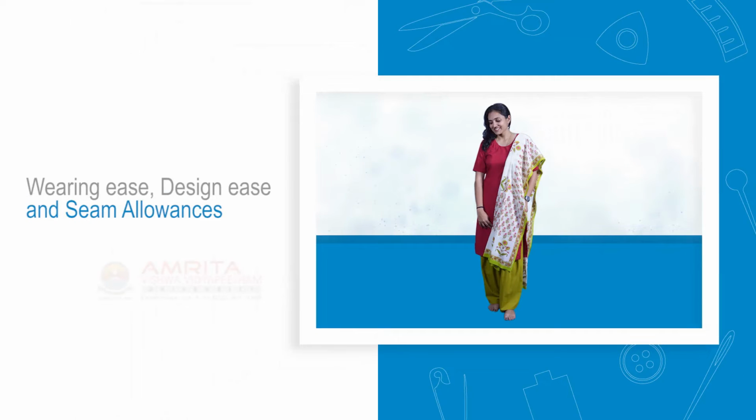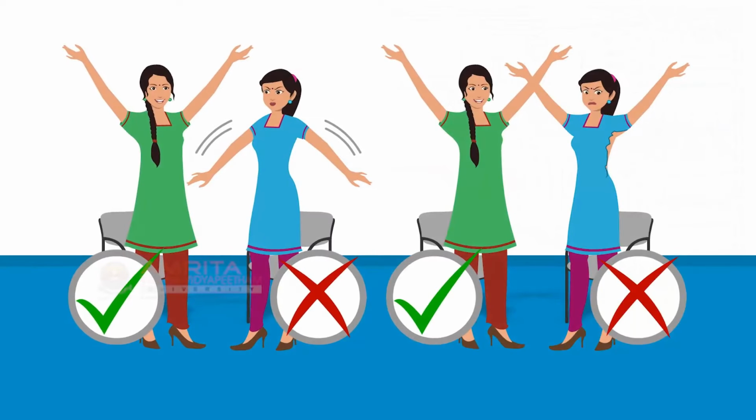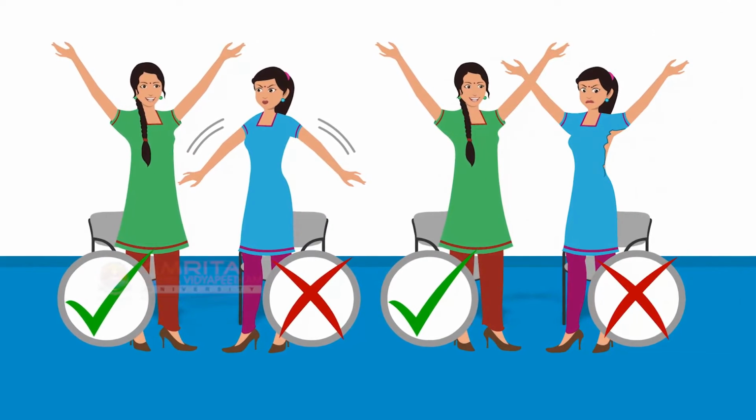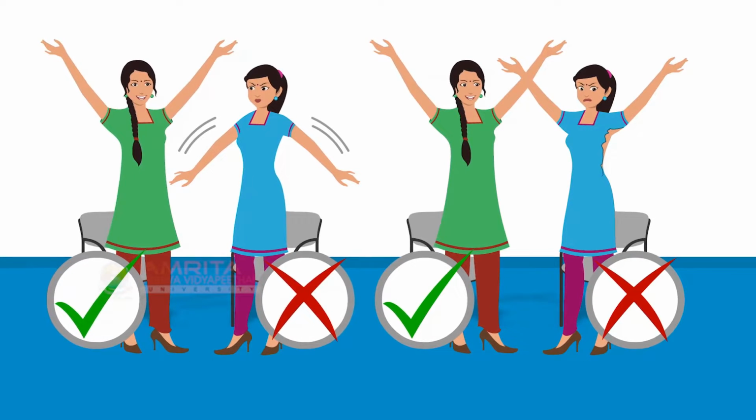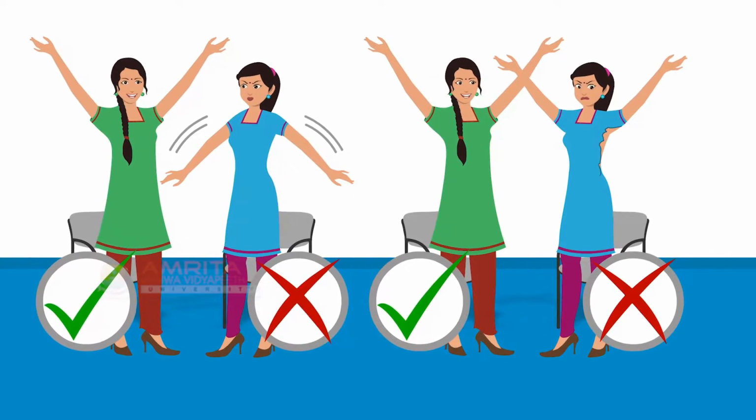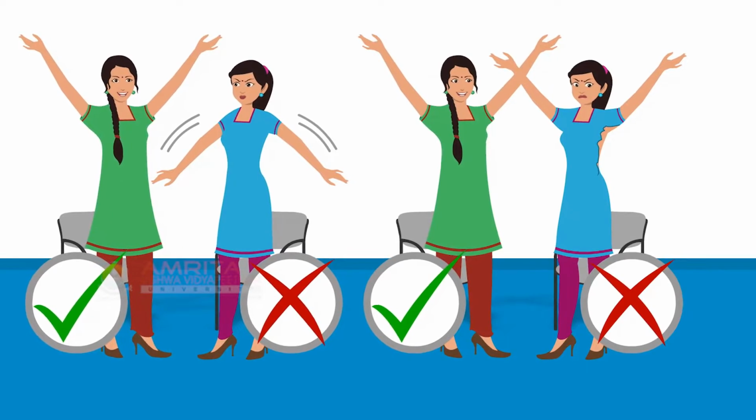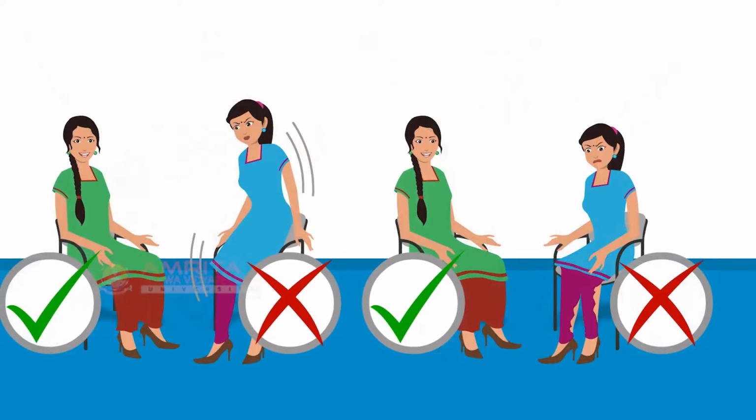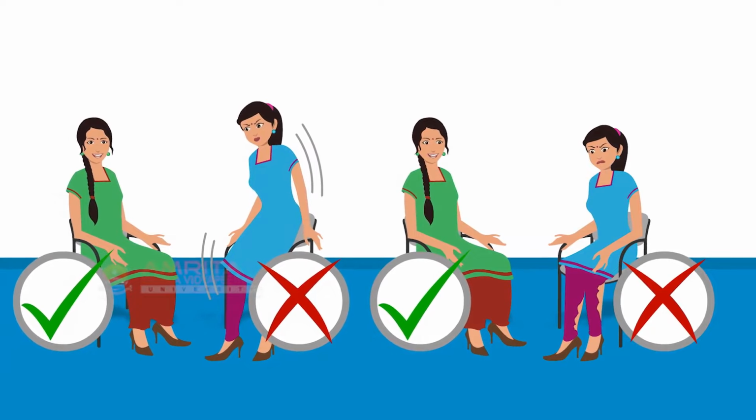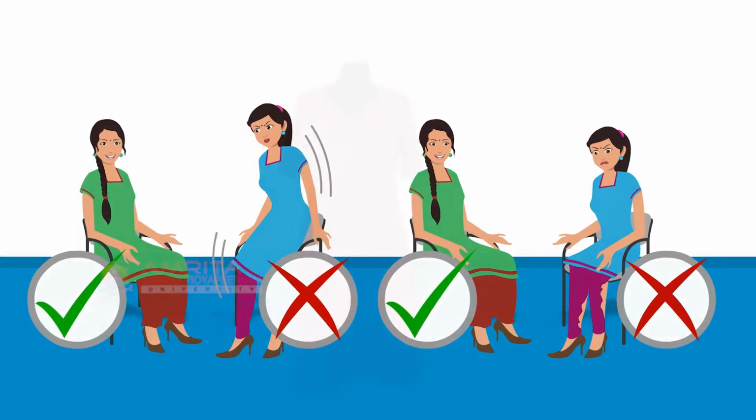Wearing ease, design ease, and seam allowances. If a garment were to be made to one's exact body measurements, it would be skin tight and there would be no room to walk, sit, or move about. Ease gives every garment room for movement.